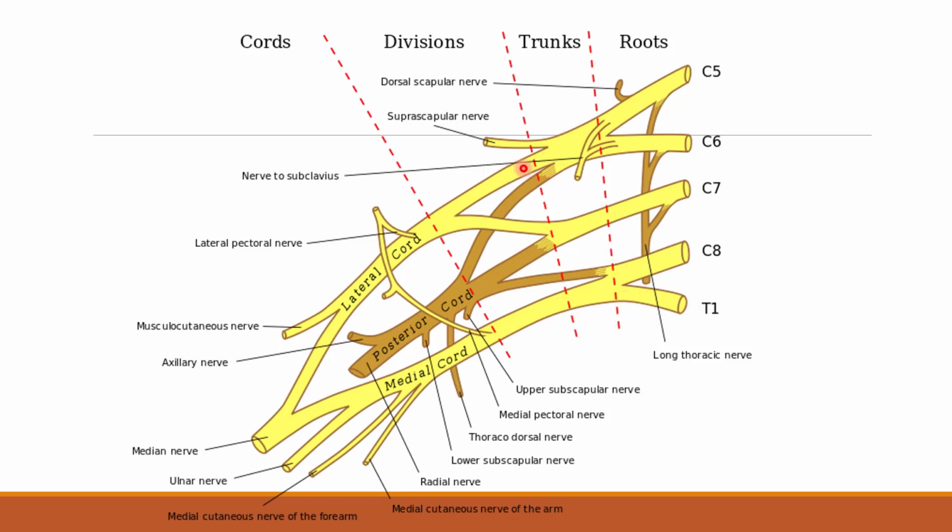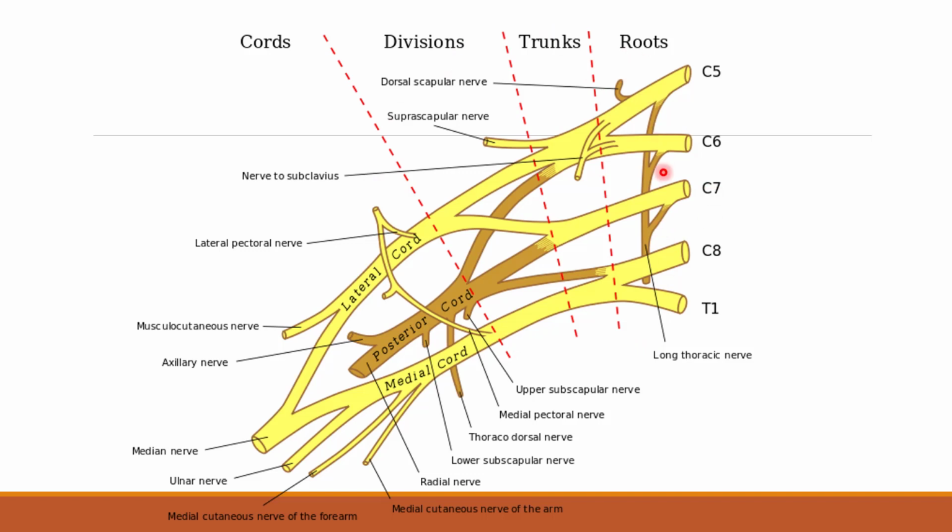Then they will divide into anterior divisions and posterior divisions. The anterior division of the upper trunk and the middle trunk, they will form the lateral cord. Then the anterior division of the lower trunk will be continued as the medial cord, and the posterior division of all three trunks, they will unite together to form the posterior cord. So there are three cords, which are the lateral cord and the posterior cord and the medial cord, and they will give many branches. You have to learn all branches.